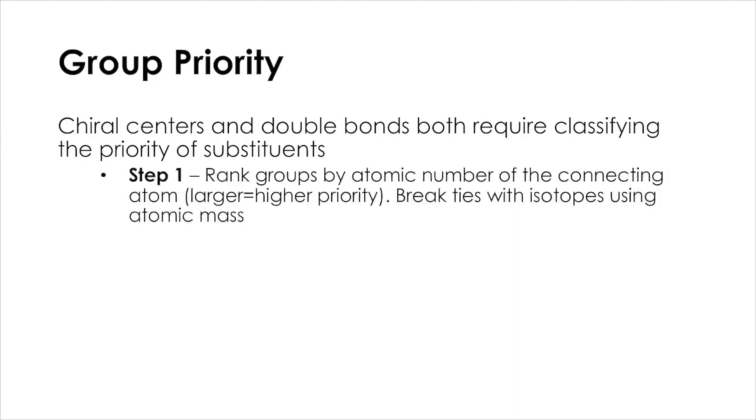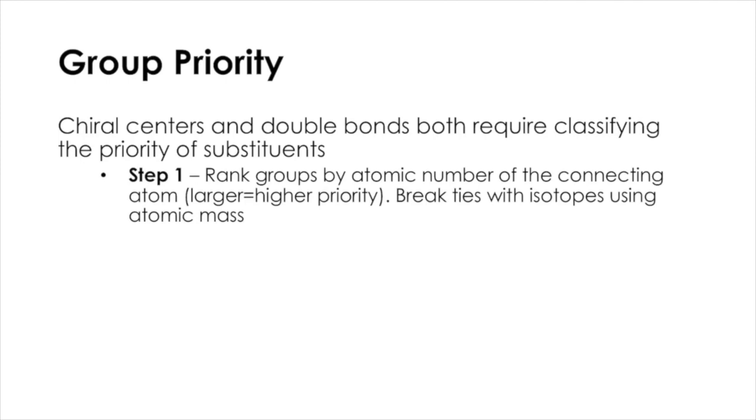So step 1. You rank the groups by atomic number of the connecting atom. It sounds complicated. It just means that if you have a chiral center, you look at the atom attached to the chiral center. So a chloro versus a methyl. Chlorine has a higher atomic number than carbon, so that is a higher priority group. And then you break ties with isotopes using atomic mass. That's a rarity, but it's important to know.